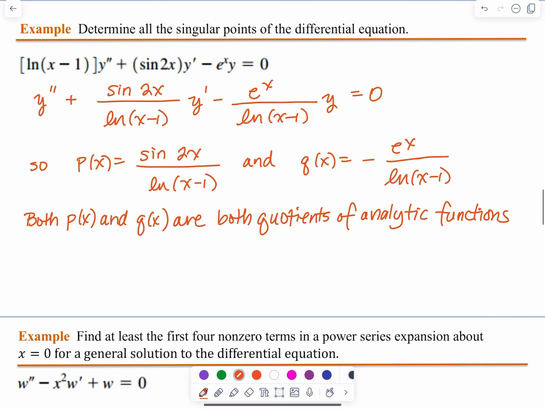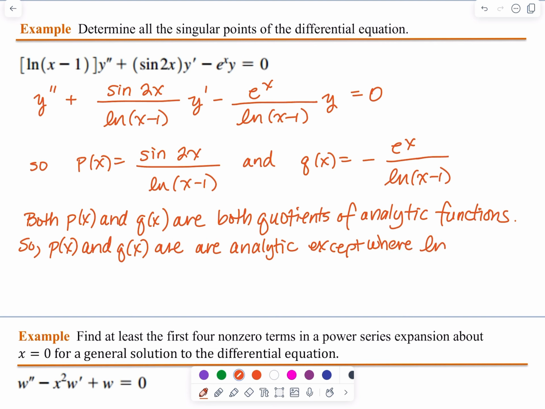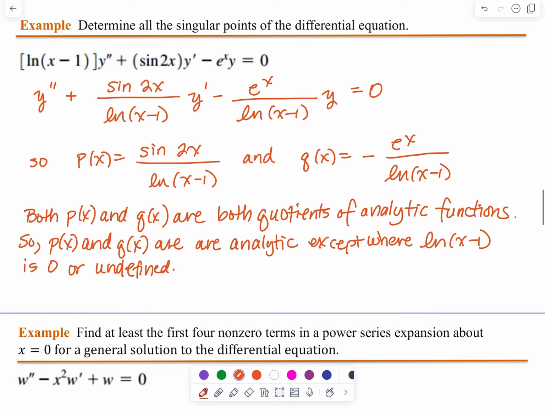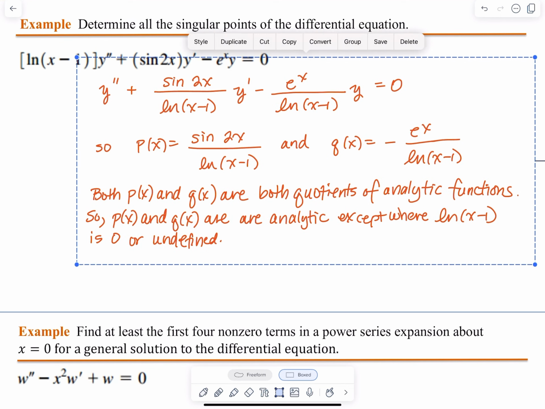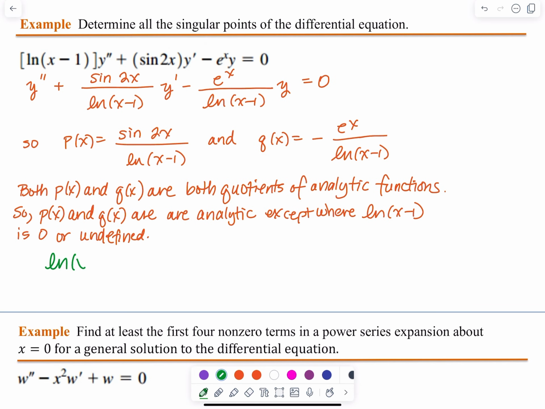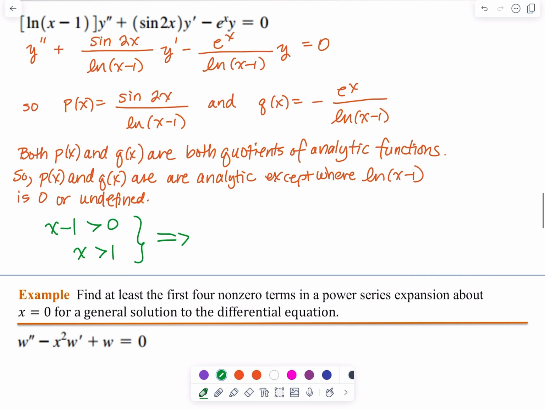So p of x and q of x are analytic except where the natural log of x minus 1 is 0 or undefined. So, of course, we have the natural log of x minus 1. Whoops. We have that x minus 1 must be greater than 0. So x must be greater than 1. So this implies that we have singular points on the interval from negative infinity to 1.